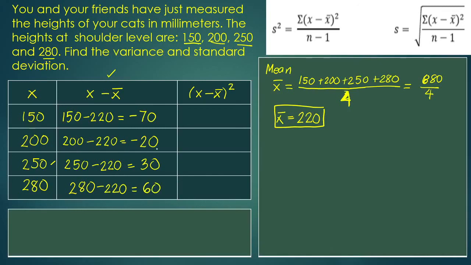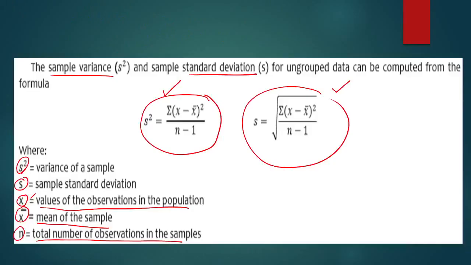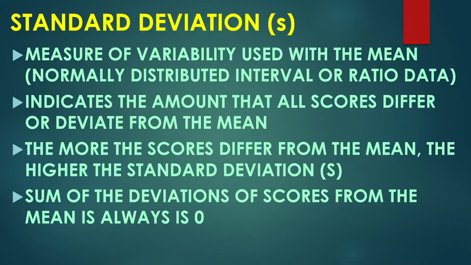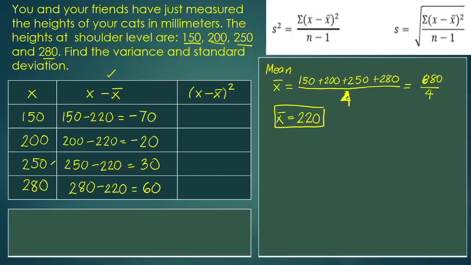Now, Section Zircon, kindly add these. What is negative 70 minus 20 plus 30 plus 60? 0. That is what I meant earlier. I'm going back here. The sum of the deviations of the scores is always 0. That's what you mean by that over here. If you add the deviations, the sum is always 0.